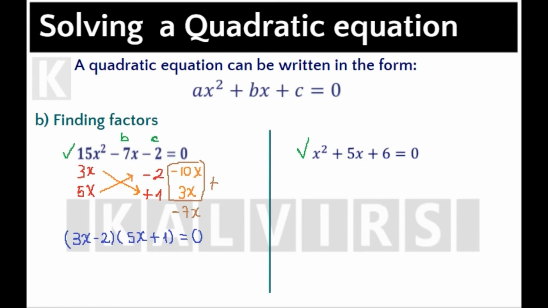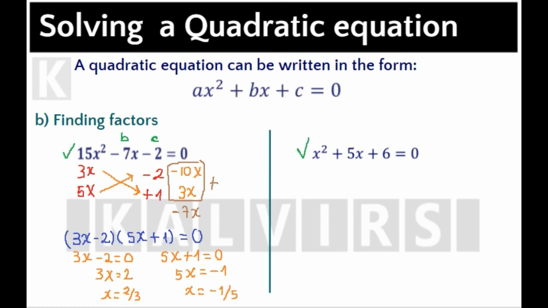This product equals the expression above. So we need to set each factor equal to 0, such as 3 times x minus 2 equals 0, and 5 times x plus 1 equals 0. So 3 times x equals 2, x equals 2/3, and 5 times x equals minus 1. Finally, x equals negative 1/5.